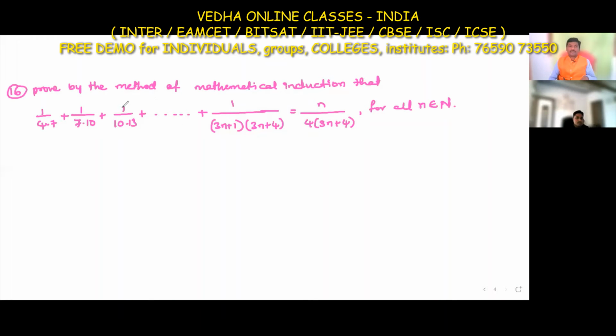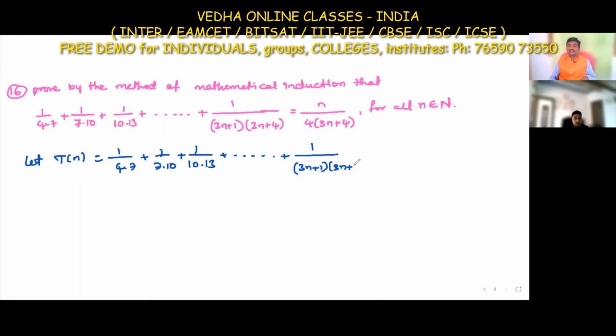Prove by the method of mathematical induction that 1 by 4 into 7 plus 1 by 7 into 10 plus 1 by 10 into 13 and so on plus 1 by 3n plus 1 into 3n plus 4 is equal to n divided by 4 into 3n plus 4 for all n belongs to N. So let me take the given statement as T of n.